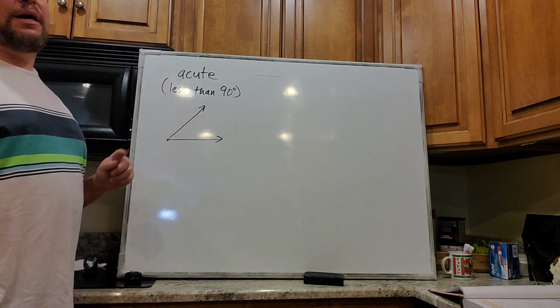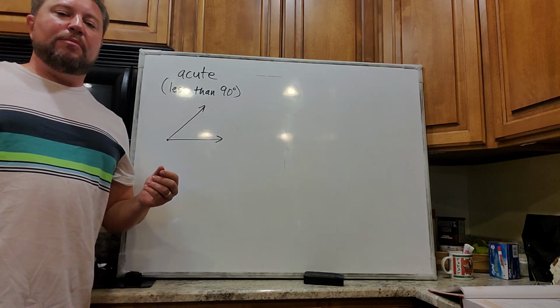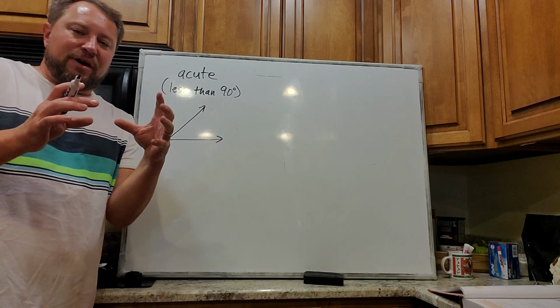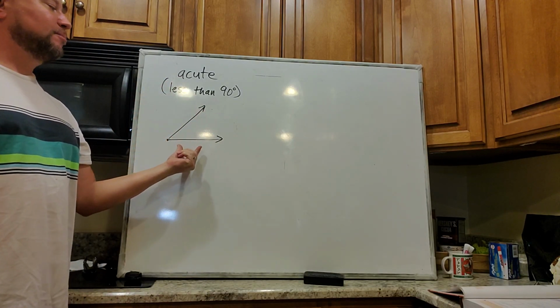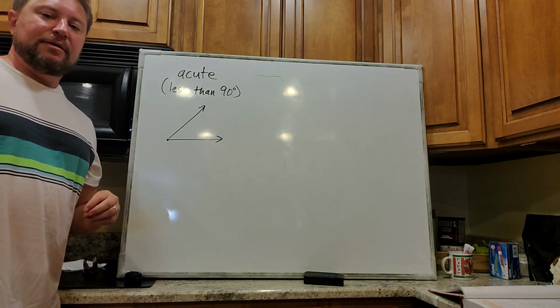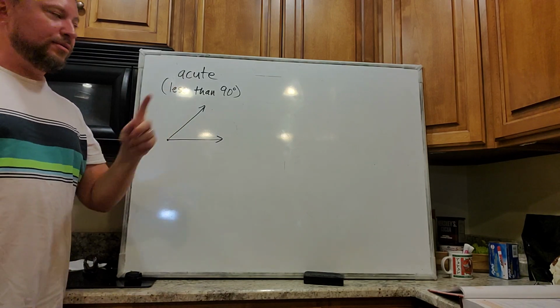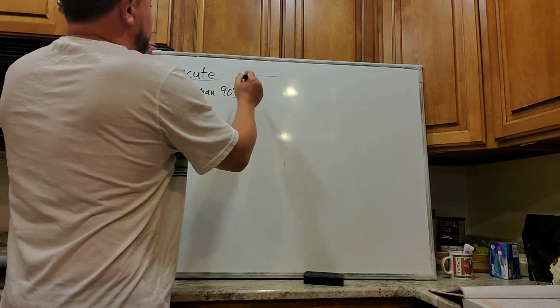And a good way to remember that, if you have trouble remembering, is just remember that things that are miniature, we often say are cute. So an acute angle is a miniature angle. It's a small angle. It's less than 90. So because it's so small, it's acute. Okay, so there's an acute angle.